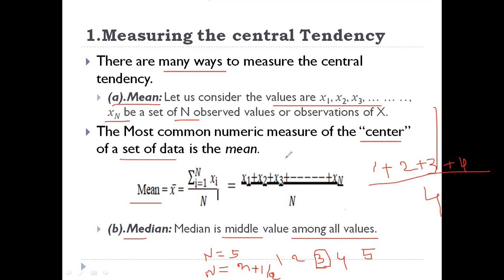If, suppose, we have an even number of values, now the n value is 6.